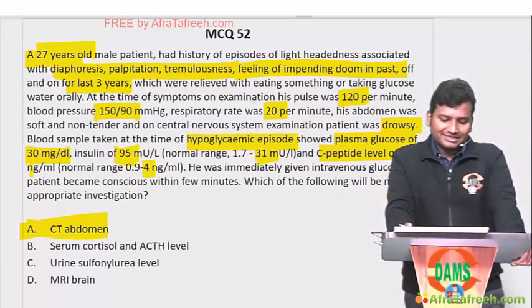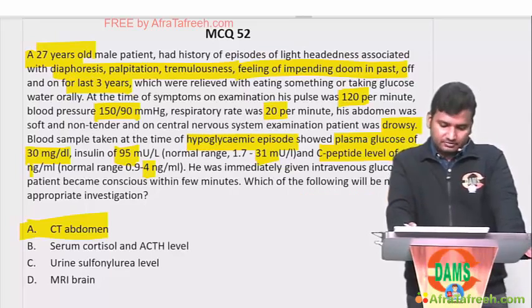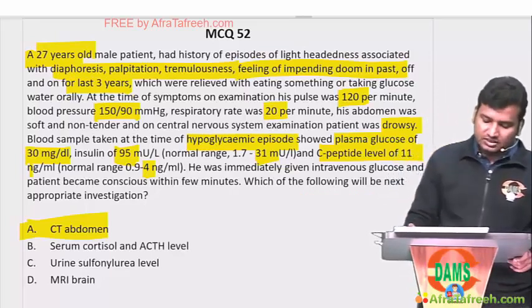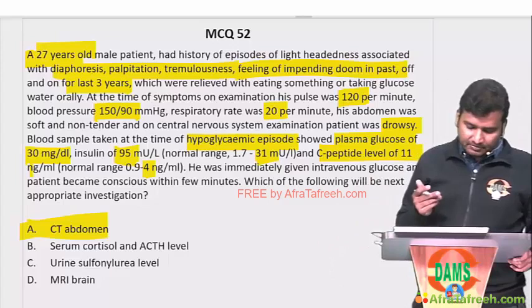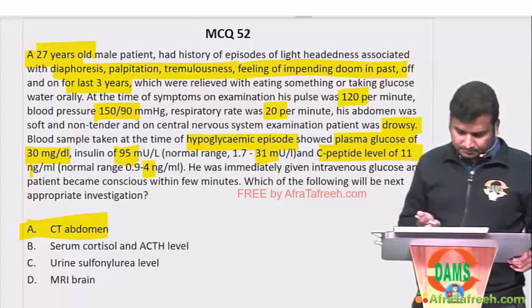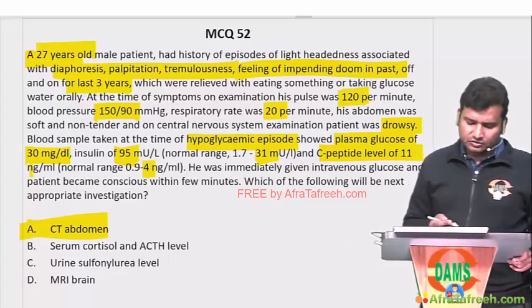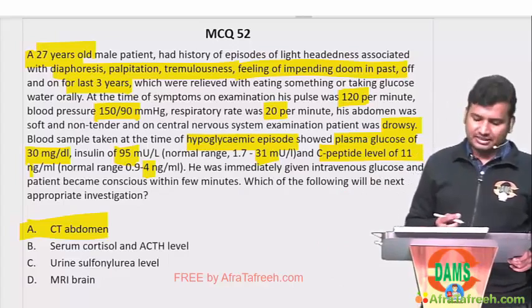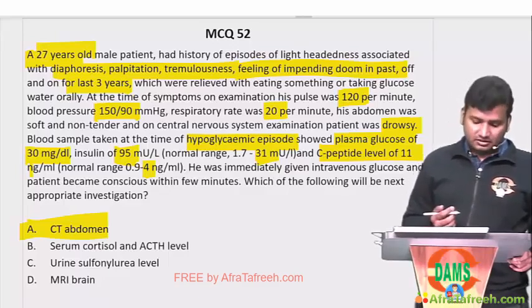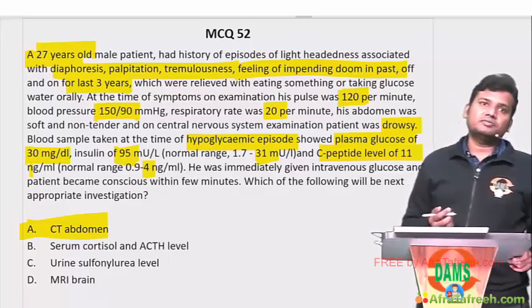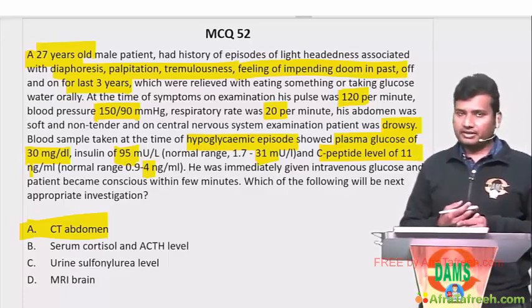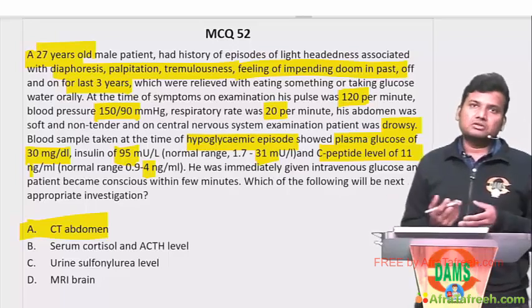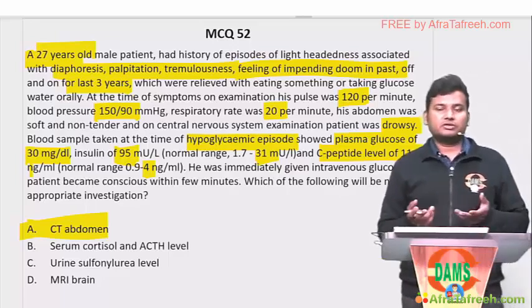Serum cortisol, ACTH levels: in low cortisol or ACTH, glucose level will decrease, but the patient will have other features of decreased cortisol. That is, the patient will have weight loss, decreased hunger. Then urine sulfonylurea level: the patient is not giving a history of any drug, and is not a case of diabetes. MRI brain, okay, it is not important in this case.